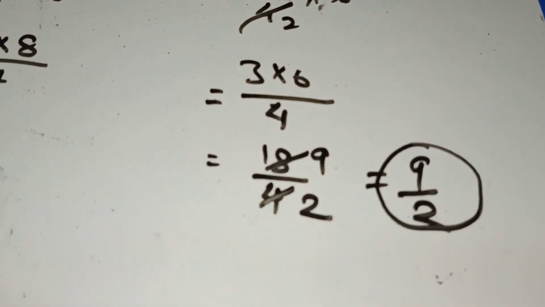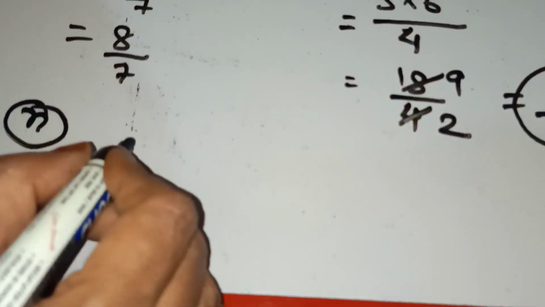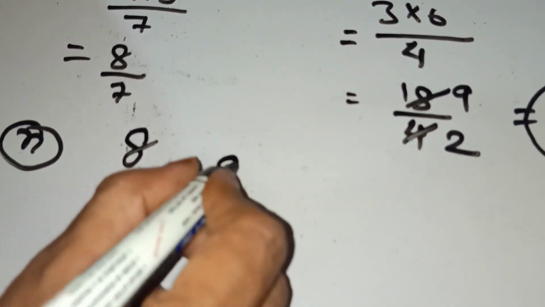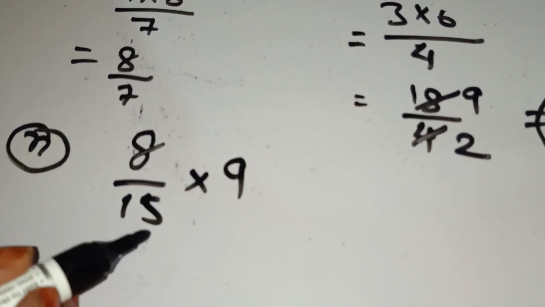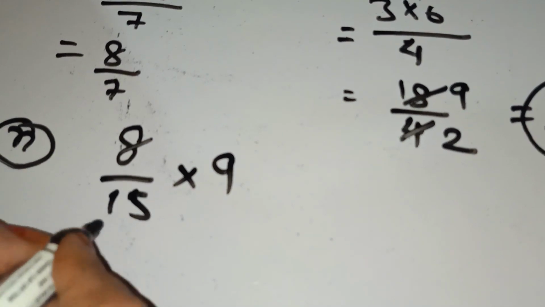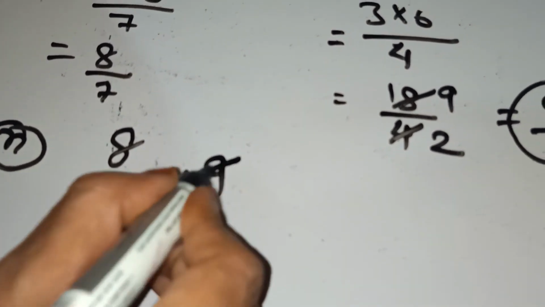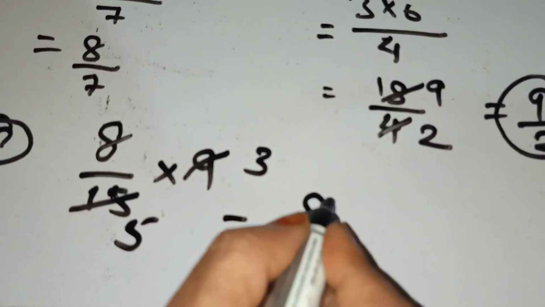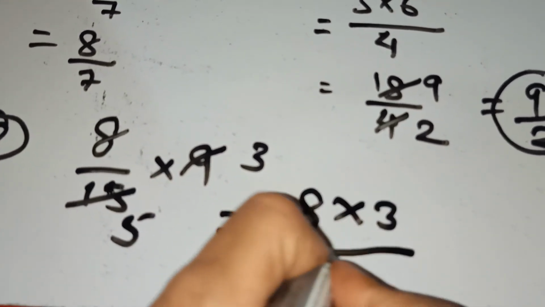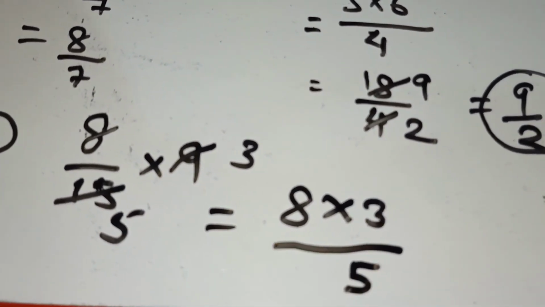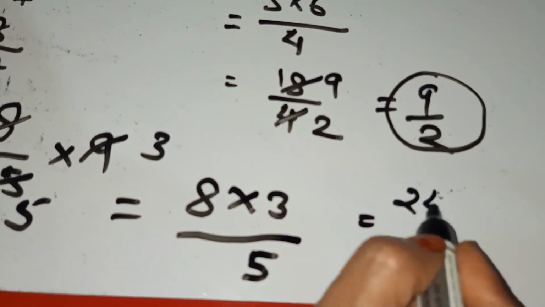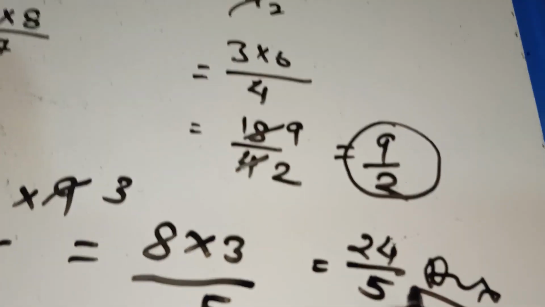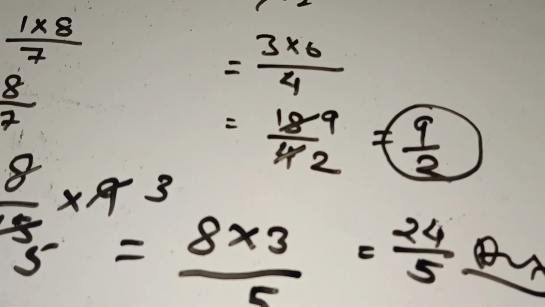Okay, now again the last number I am taking, question number N. 8/15 multiplied by 9. So for ease we will cut here. So in the 3 table, 3 3s are 9, 3 5s are 15, and after that 8 multiplied by 3 and 5, 8 3s are 24 by 5, and it is the answer of this question. I hope it is clear.